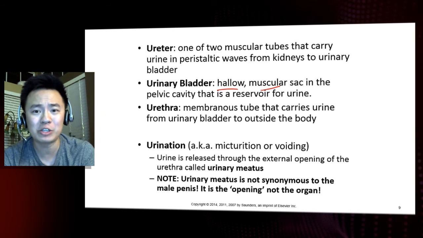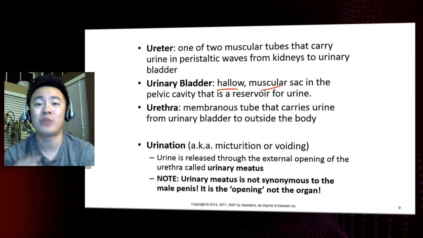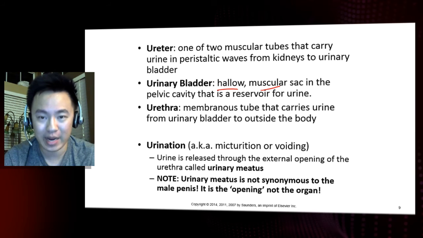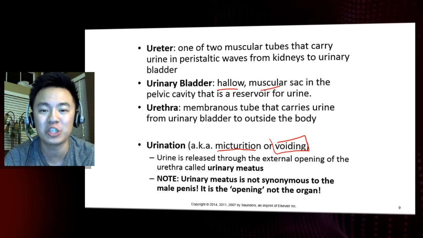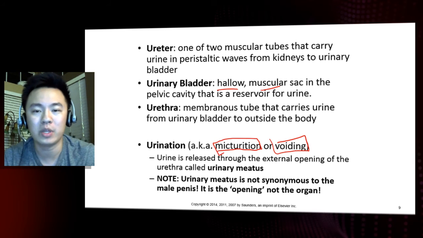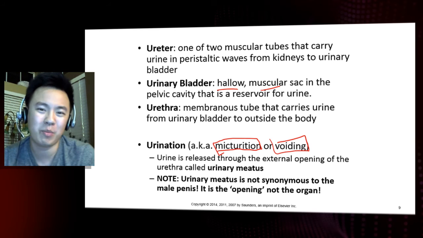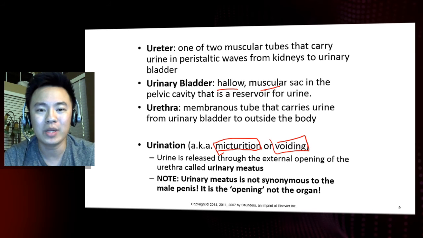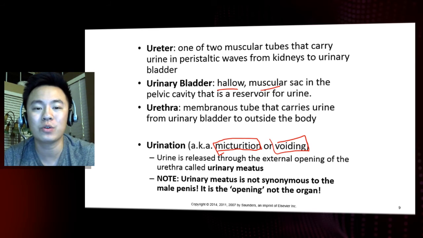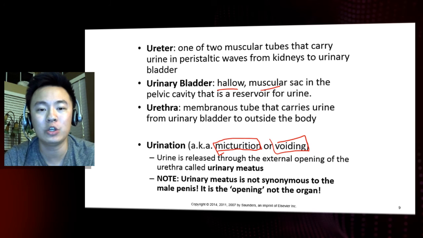Now, just like I mentioned earlier, that medical term that means to actually urinate is voiding. As you can see, the word voiding here, but another medical term is micturition, which is less commonly used. Urination and voiding are more commonly used out there in the field, but micturition is just another word out there. Now, urine is released through an external opening of the urethra known as the urinary meatus.